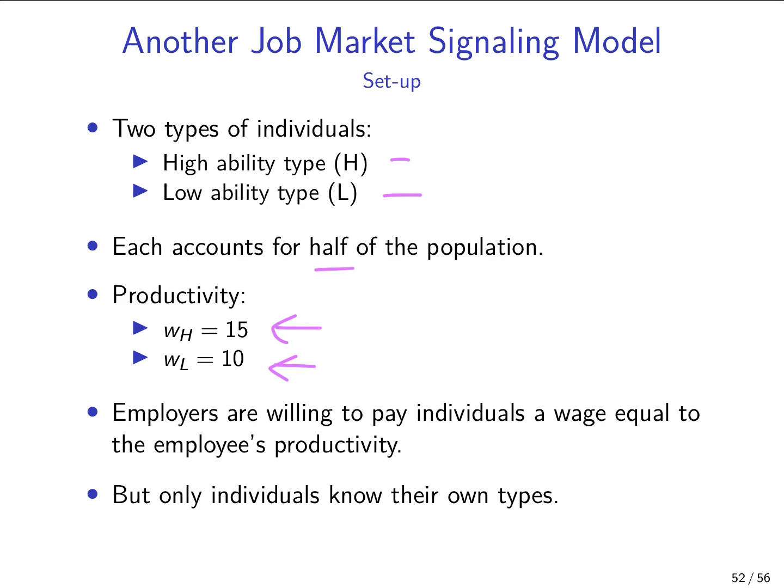In this case, there are many employers, and they are willing to pay an individual a wage equal to the employee's productivity. So it's competitive on the side of employers, and we just say this to abstract away from looking at competition between employers. For some, this would simplify things a little bit. Again, only individuals know about their types. The employer doesn't.